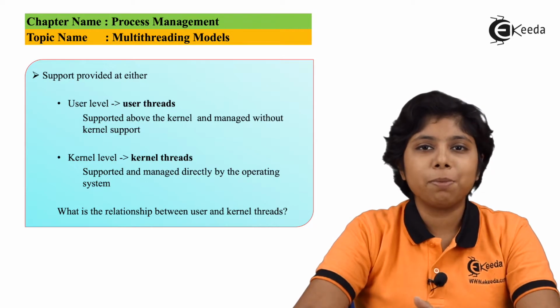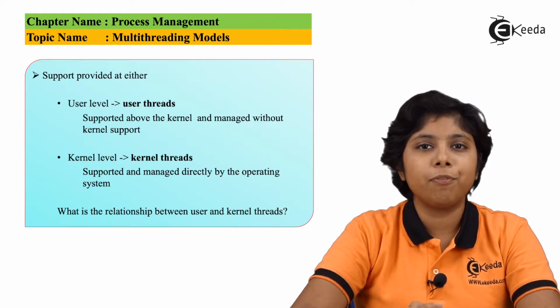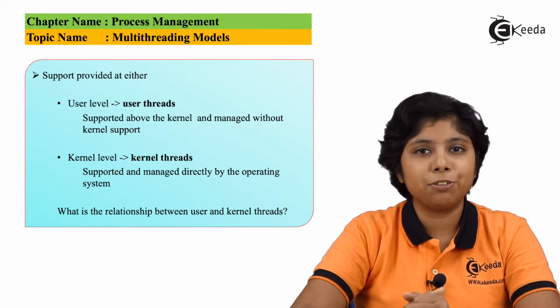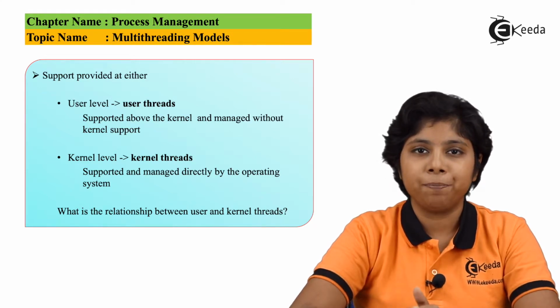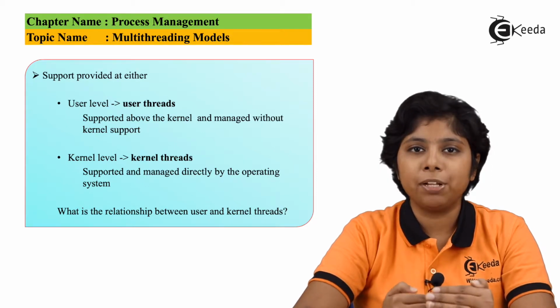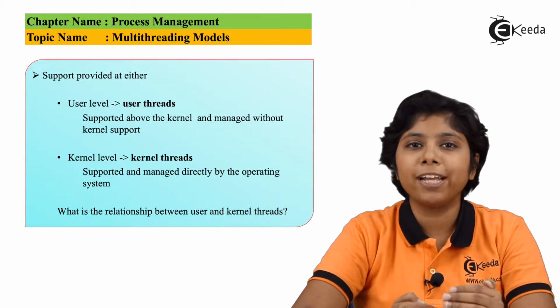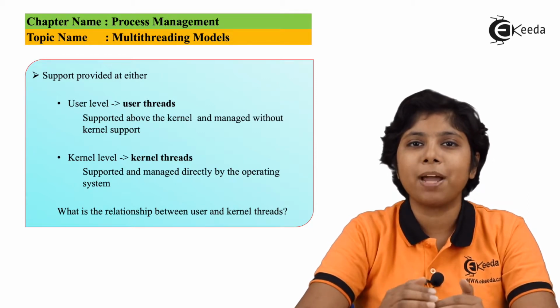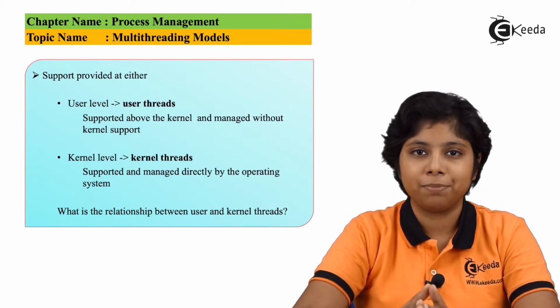Support for threads may be provided at each level of the computer system. For example, user-level threads can be supported by the users and kernel-level threads can be supported by the kernel. The user-level threads are always above the kernel level and are supported without the help of the kernel. And the kernel-level thread is directly managed by the operating system.